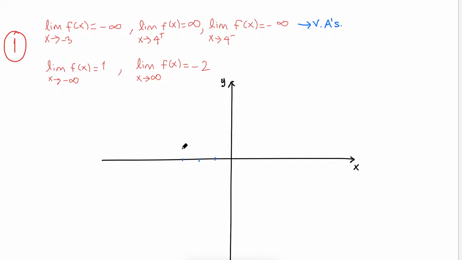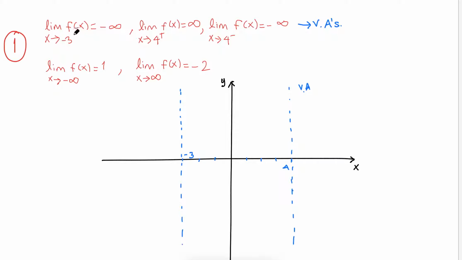1, 2, 3. So here's our vertical asymptote at -3. And then we have a vertical asymptote at 4 because we get positive and negative infinity for the limits. 1, 2, 3, 4. So we have a vertical asymptote here. Okay, so next line. Well, let's finish this.